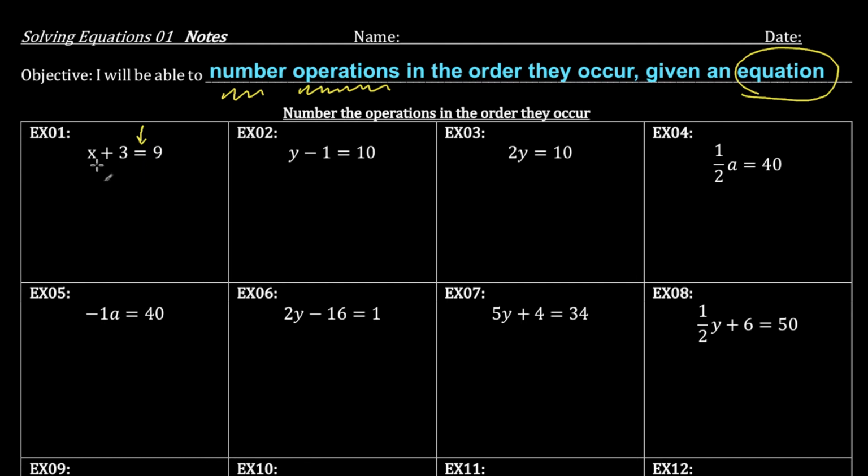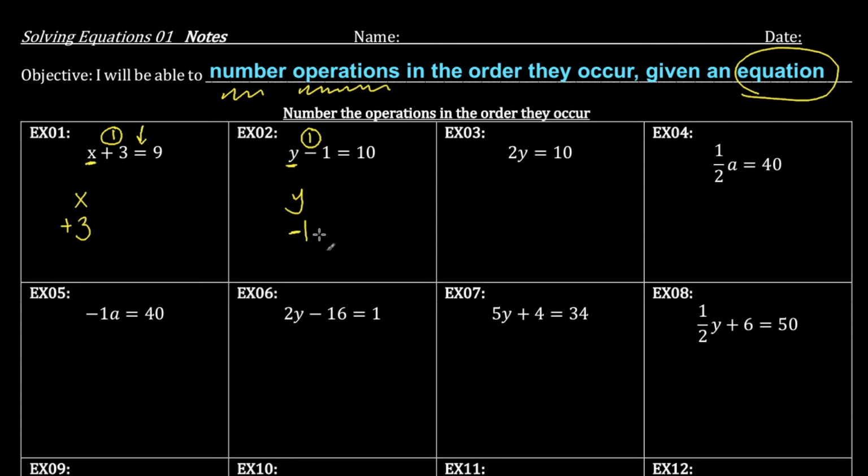So the first thing I want you to do is identify the variable. We start off with x, so I'm going to write x. The first thing and the only thing we do to x is add 3. Easy enough. Example number 2. We start off with y, so I'm going to write y. And then the only thing we do to y is subtract 1. After we subtract 1, it equals 10.